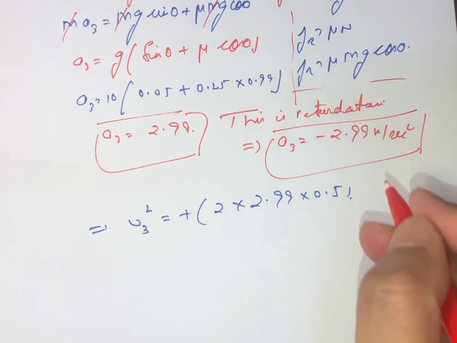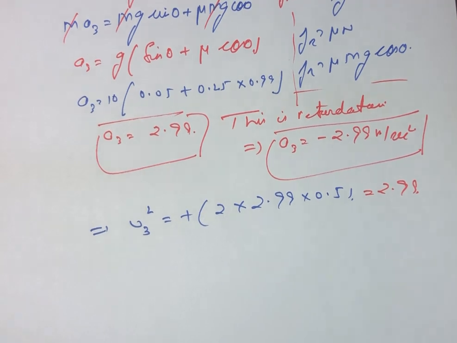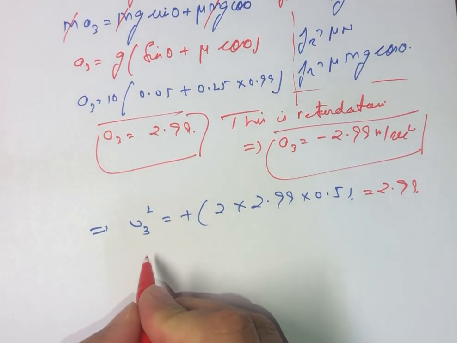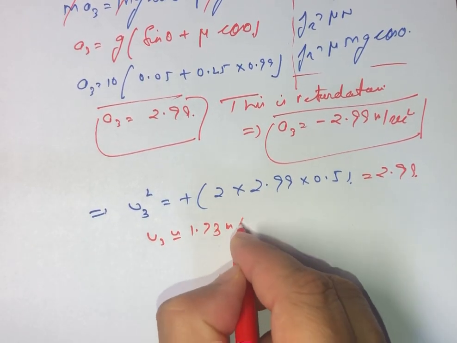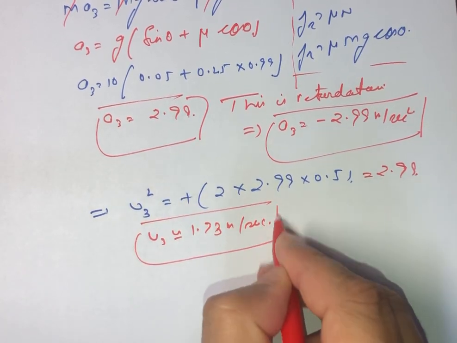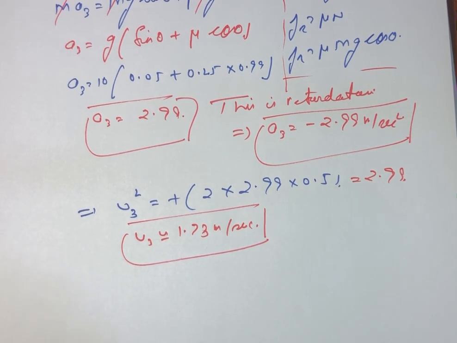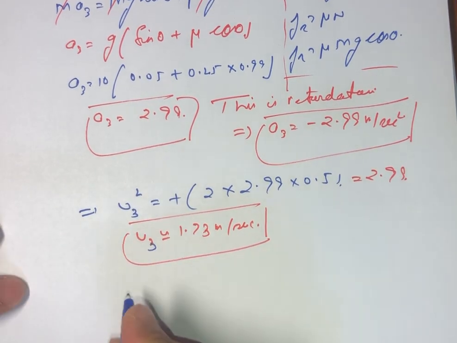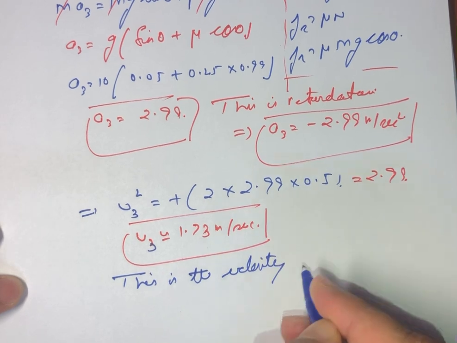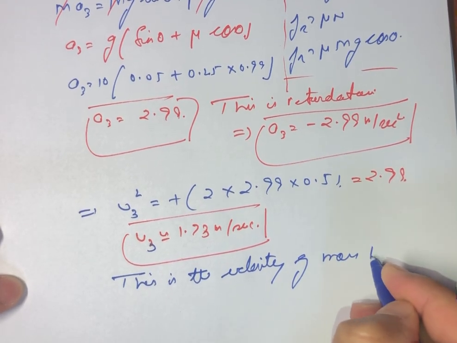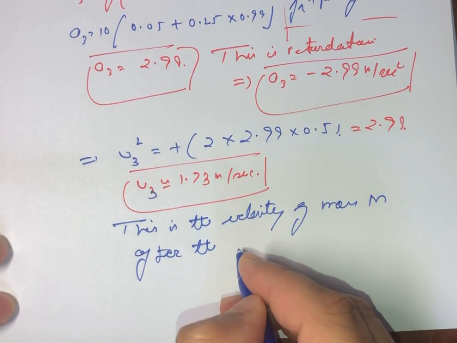So from here, this will be equal to 2.99, or we can say V3 will be approximately equal to 1.73 meter per second. So this is the velocity of mass capital M after the collision.